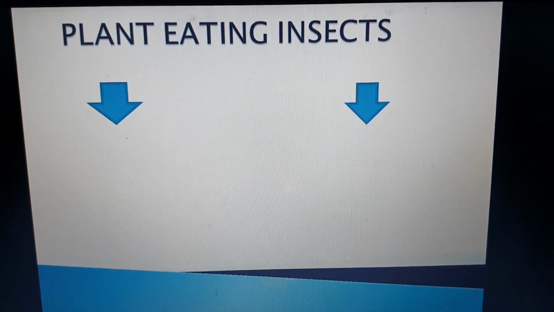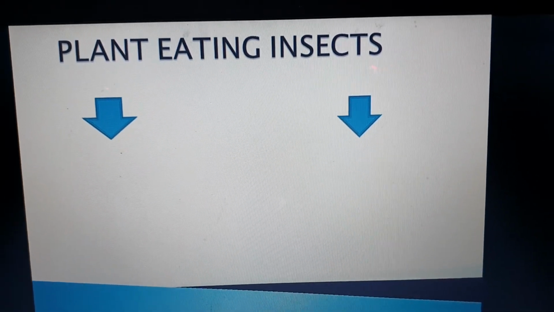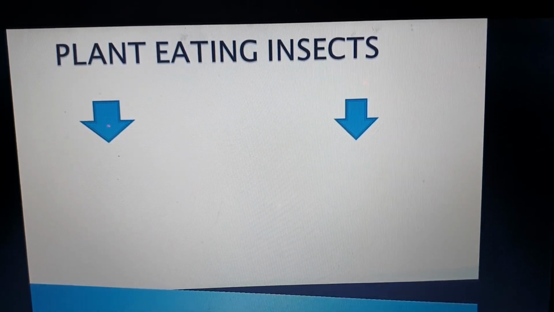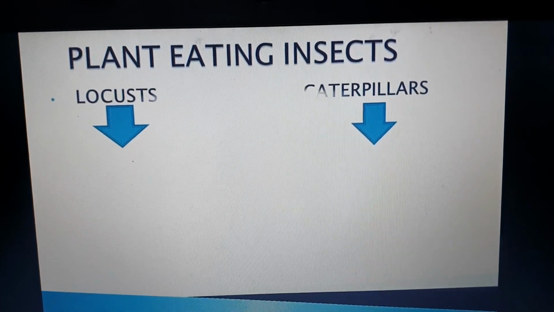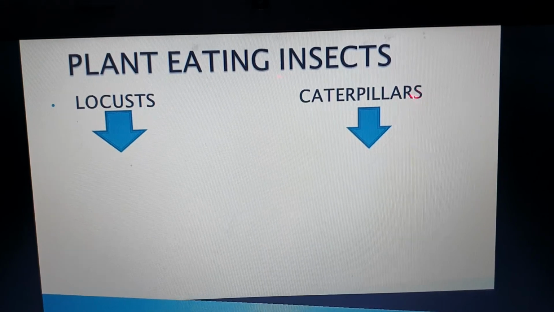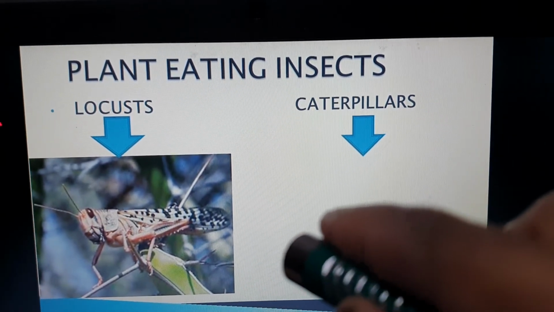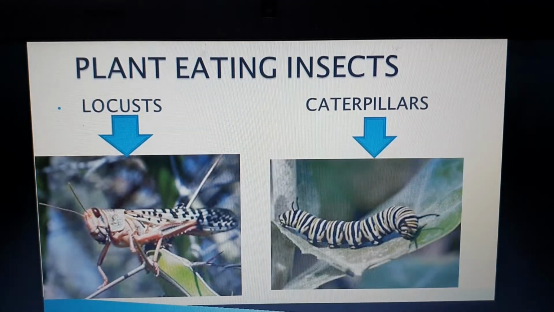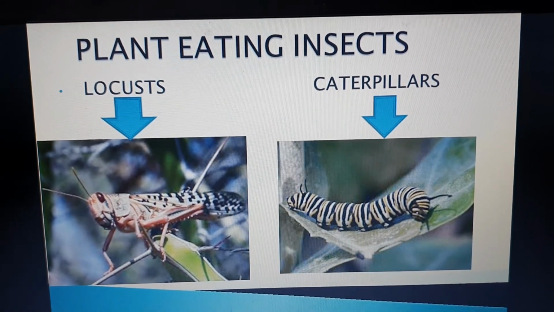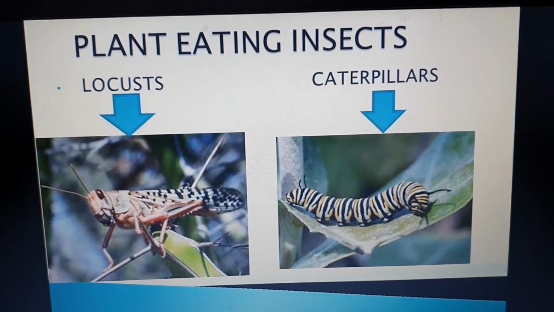First of all, I will explain to you about the plant-eating insects. Now, which of them are the insects which eat plants? You can see locust and the caterpillar. This is the picture of a locust and this is the picture of a caterpillar. So these are the insects who eat only the plants for their survival.